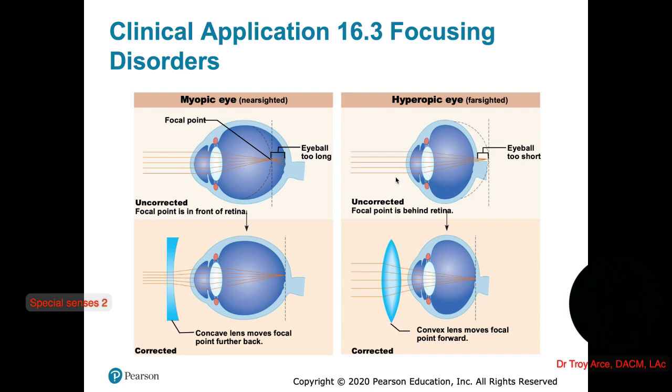As you can see below, the myopic eye, with the nearsighted, we have a concave lens, moves focal point further back. And the corrected hyperopic eye, farsightedness, you have a convex lens that moves focal point forward. So that's your corrected.